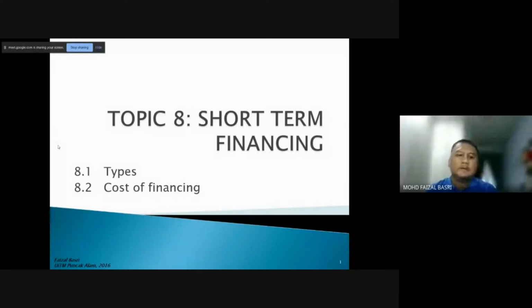So as I said, the first part we are going to discuss the types of short-term financing available, and secondly, how to calculate the actual costs of each type of financing available. We actually have a lot of options, but we are just focused on 4 different types of financing available. So let's go to the definition.